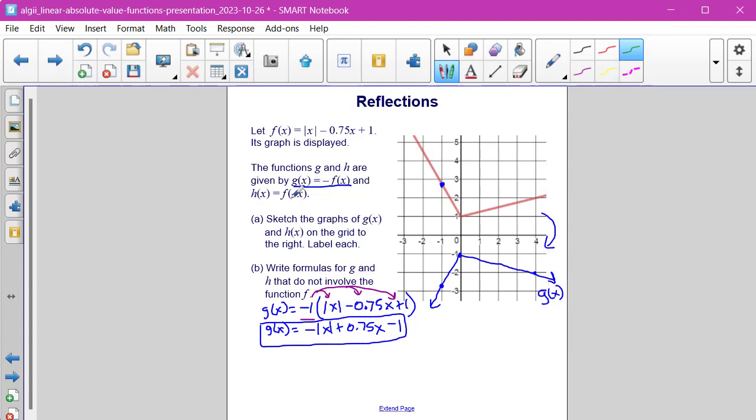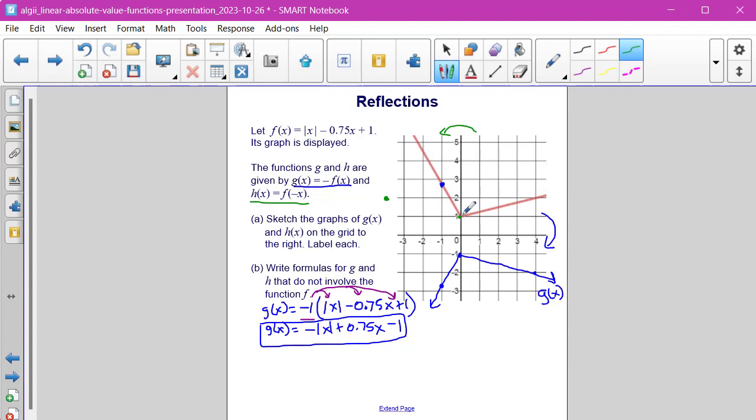Now let's look at h of x. H of x is equal to f of negative x. What that means is we are reflecting our original f of x function across the y-axis. That means our x values that are originally positive are going to become negative, and they will yield the same output. So our original point of 4, 2 will become -4, 2. So that point will be right about here.